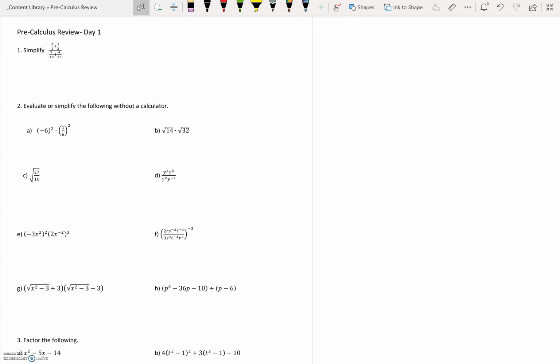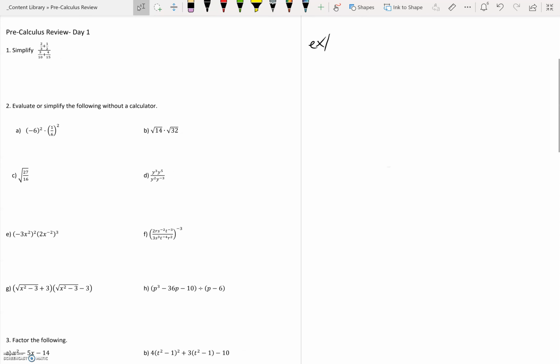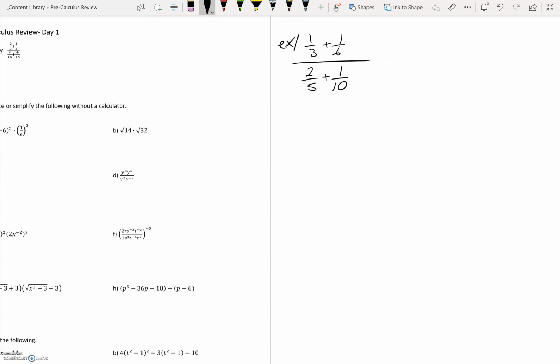Okay, so for this question, we have a bunch of fractions divided by more fractions. So I'm going to do an example on the side here, kind of like that, and I'll just create something myself. So let's just say I have something like this. So it's kind of like that first question here. What you probably want to do is try to simplify the numerator and the denominator and then try to divide them afterwards. So I'm going to just focus on the numerator.